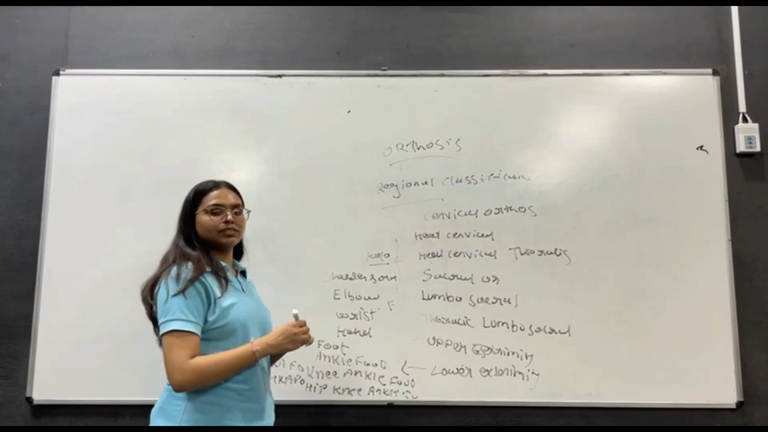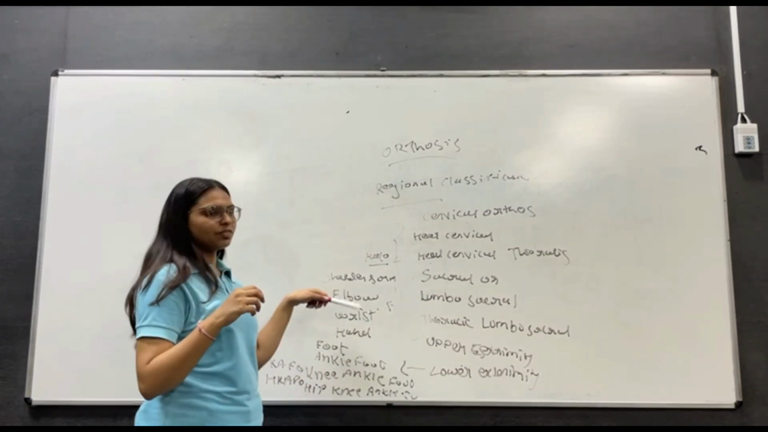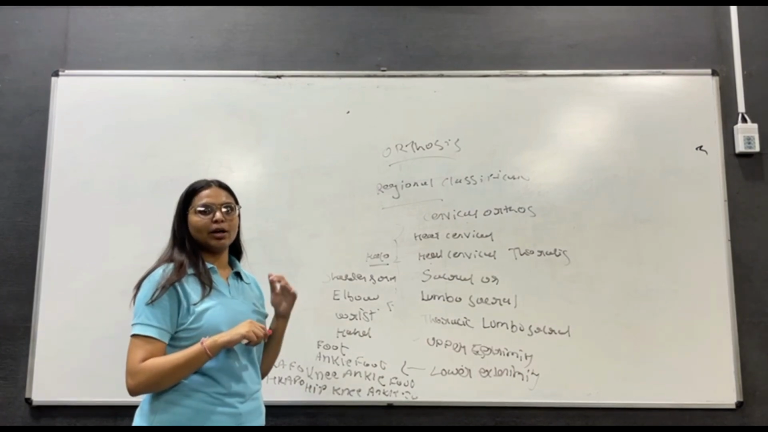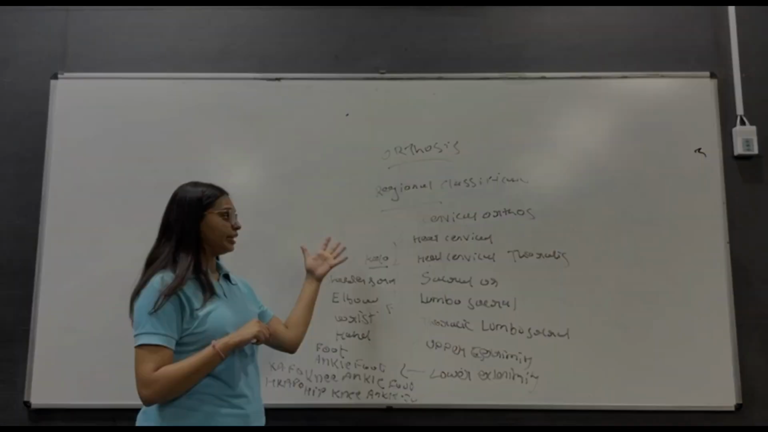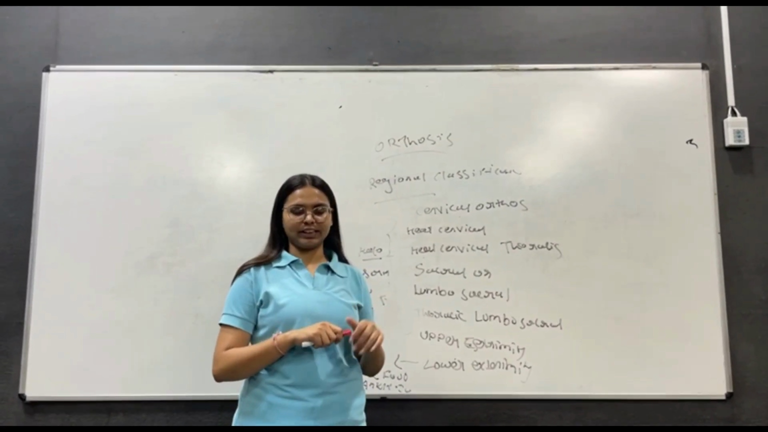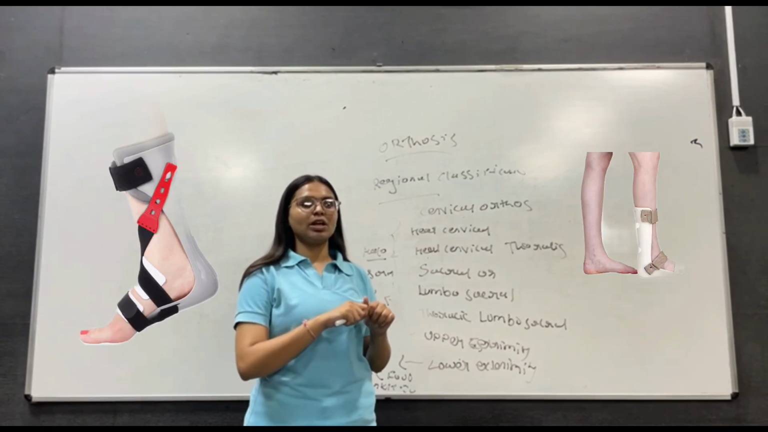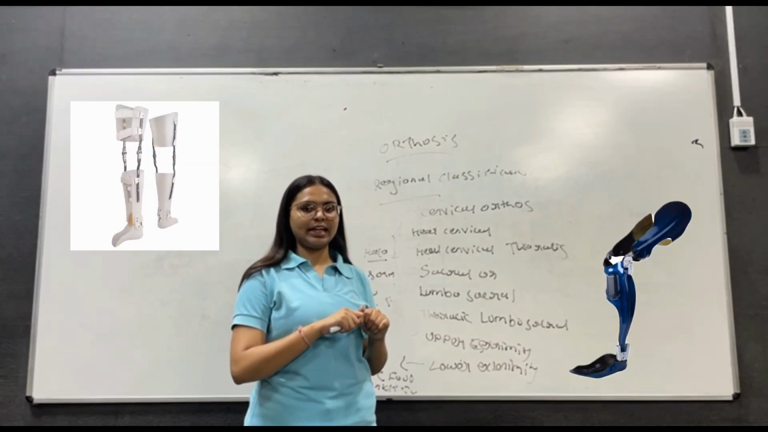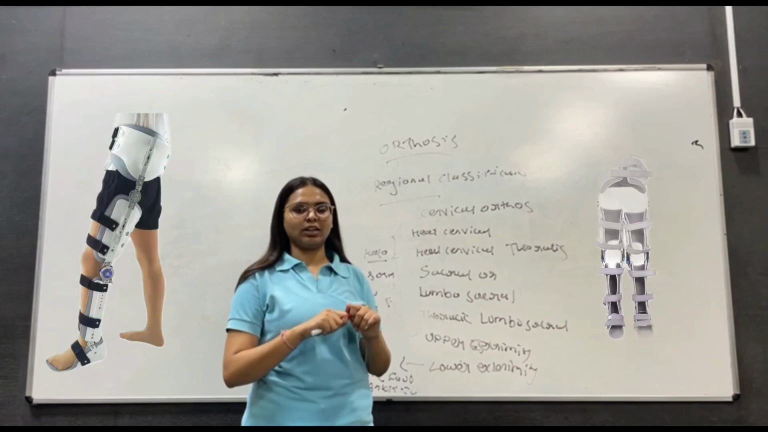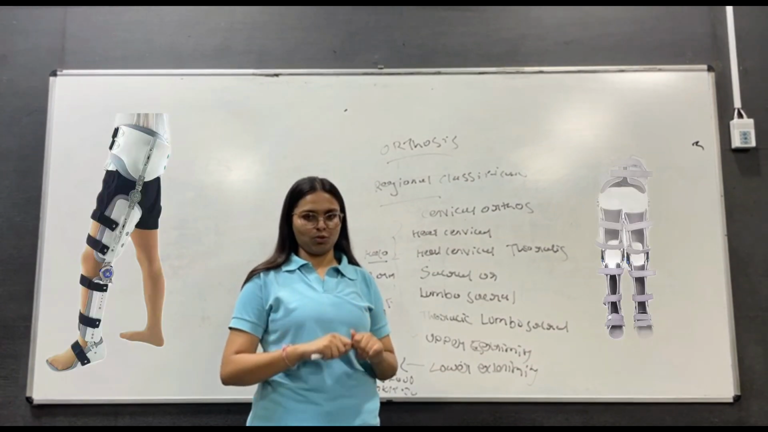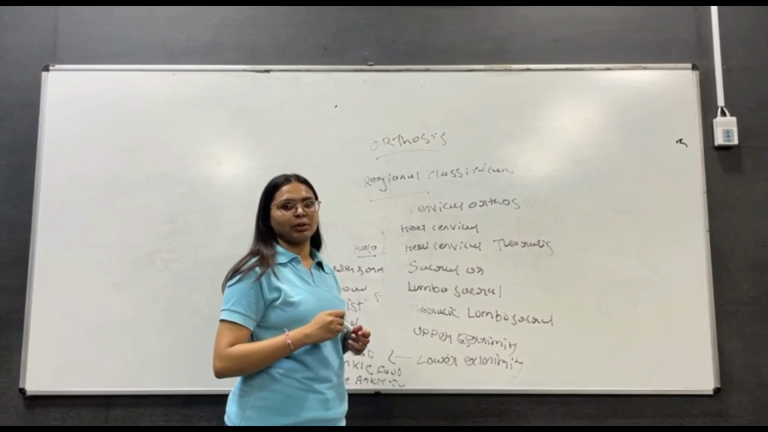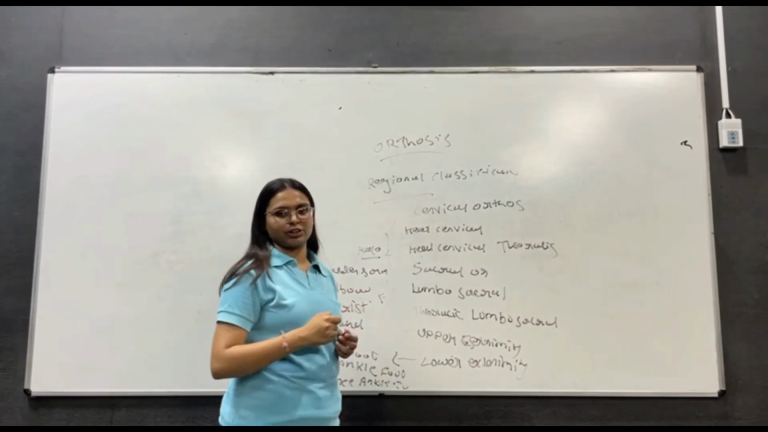So, as we have now seen, this is the classification based on the region where the orthosis is applied or fitted. These are the lower extremity orthoses: foot orthosis, ankle foot orthosis AFO, knee ankle foot orthosis KAFO, hip knee ankle foot orthosis HKAFO. Based on this video, we have summarized all the regional classification of the orthosis.